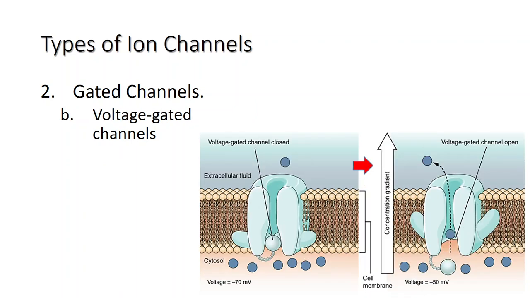A voltage gated channel opens in response to a change in membrane potential or voltage. Voltage gated channels participate in the generation and conduction of nerve impulses in the axons of all types of neurons.